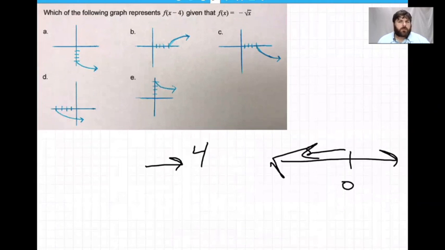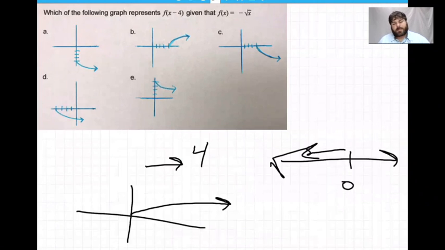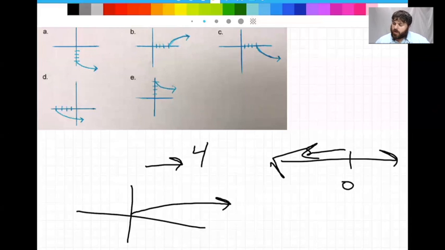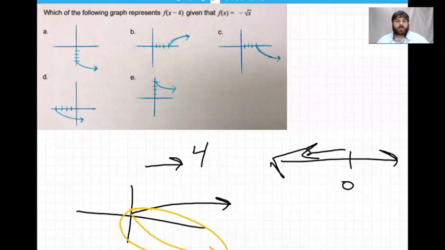So first off, we just got to figure out what f looks like. f is negative square root of x. Now remember, square root of x looks like half a parabola on its side, right? It kind of looks like this lower half of a parabola, isn't that right, and so it's just half a parabola on its side. So negative square root of x would reflect it across the x-axis, which would turn it into this graph. So this is actually our graph of f. If I shift that 4 units to the right, it's going to look like C.